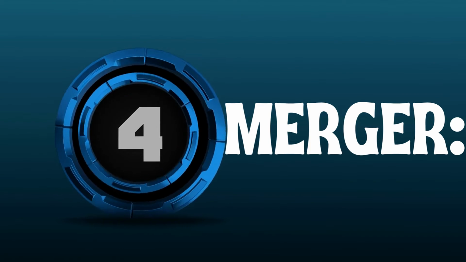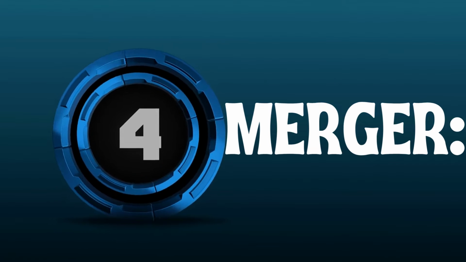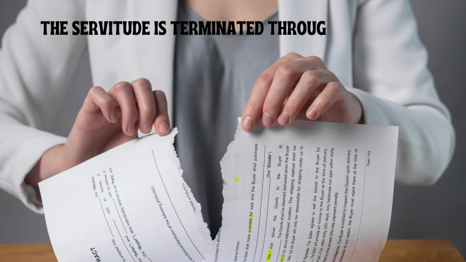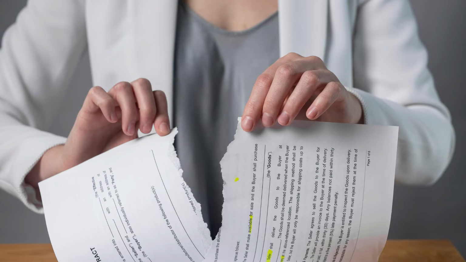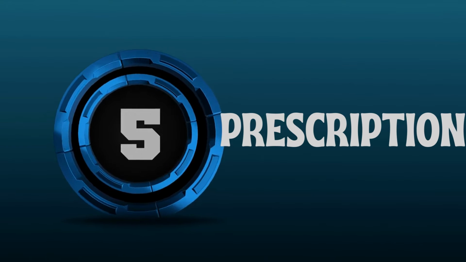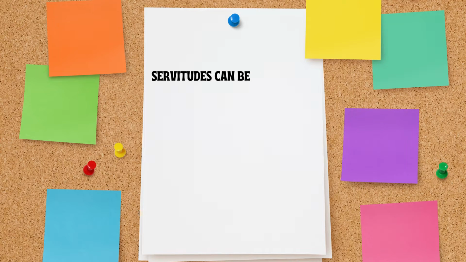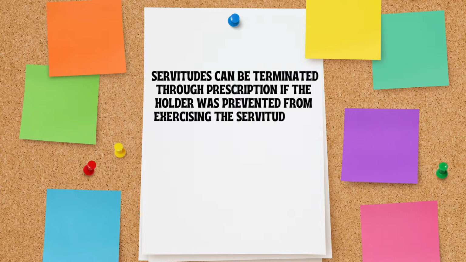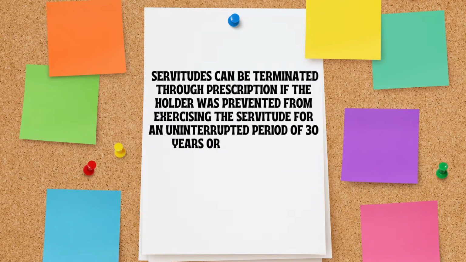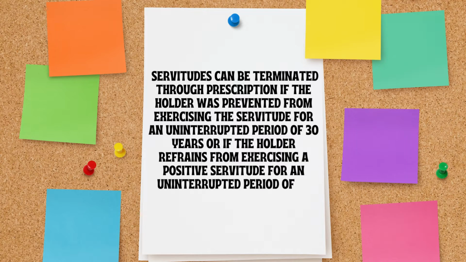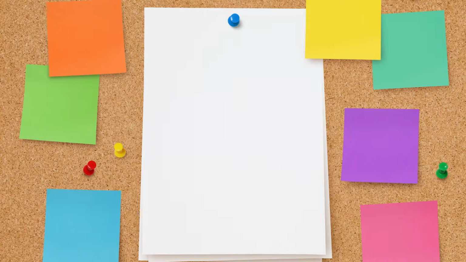4. Merger. If the holder of the servitude becomes the owner of the property encumbered by the servitude, the servitude is terminated through merger. 5. Prescription. Servitudes can be terminated through prescription if the holder was prevented from exercising the servitude for an uninterrupted period of 30 years or if the holder refrains from exercising a positive servitude for an uninterrupted period of 30 years.